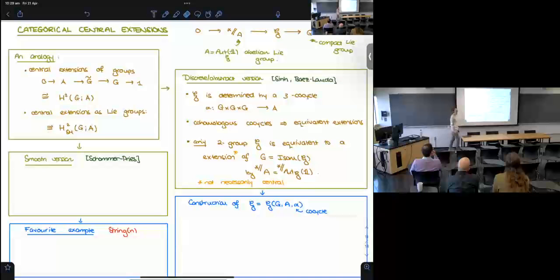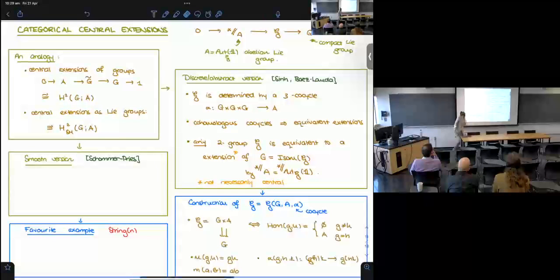Is this alpha exactly this associator or something? It will be. Yeah. So let me show you here the construction. That's why I chose conflicting notation.